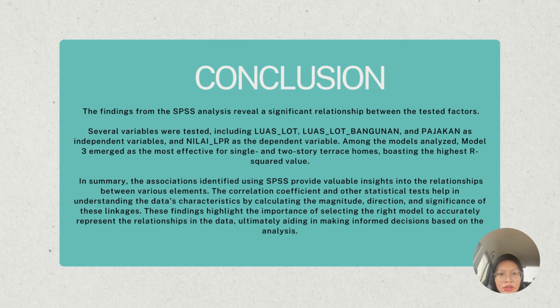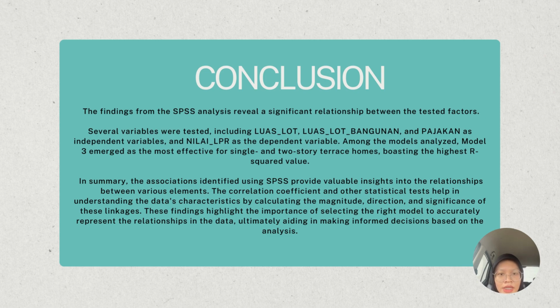Among the models analysed, Model 3 emerged as the most effective for single and two-story terrace homes, boasting the highest R-squared value. This indicates the best correlation among the included variables for detached houses. For semi-detached houses, Model 3 also proved to be the best model, as demonstrated by the positive R-squared value for both semi-detached single-story and double-story houses.